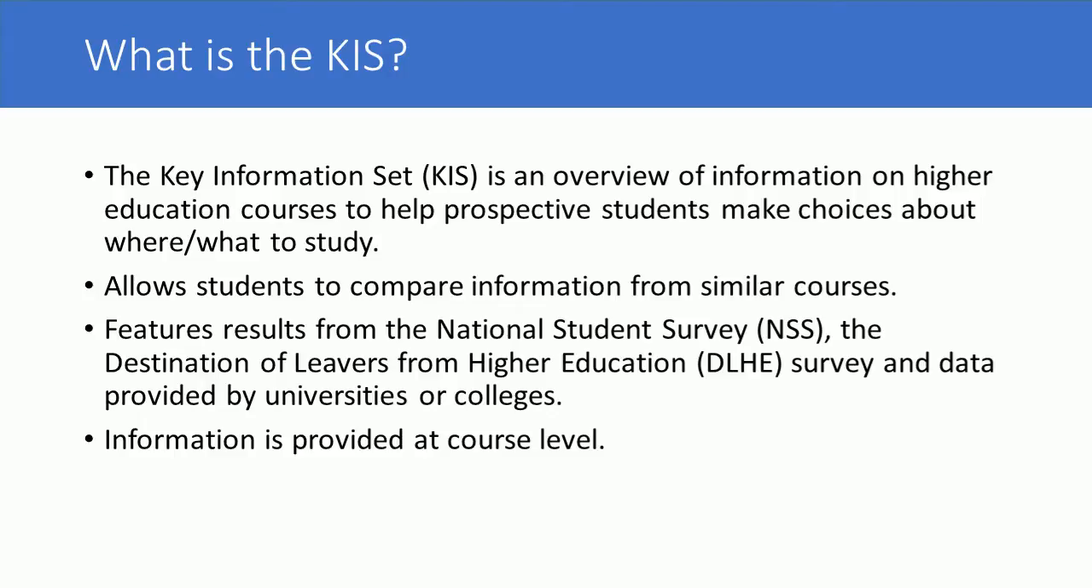Okay, so the KIS, or the Key Information Set, is an overview of information on HE courses to aid prospective students' study choices and allow them to compare information across similar courses. It includes student satisfaction measures from the NSS as well as employment status from the DELI. Information provided by institutions such as proportion of time spent in lectures or independent study is also included. So information is provided at course level if there's sufficient data to display. Otherwise, information is aggregated across years or grouped with similar courses to allow the information to be displayed for data protection purposes.